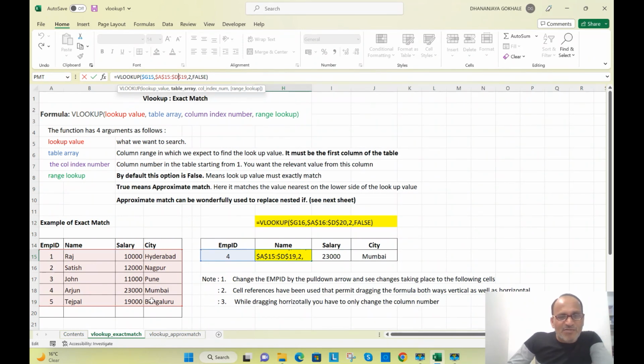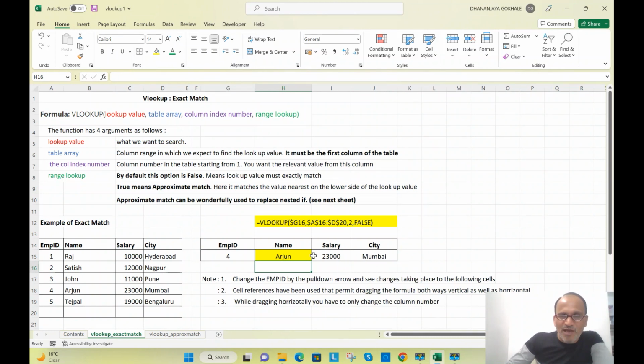And where is our answer? What is the answer we are looking at? We are looking at name. So name happens to be column number 2, counting column 1 and then column 2. So we write 2 over here. And the last one, we want exact match, so we write false. So this is how we have the formula. And here is the name. What name have we got? Employee ID is 4 and his name is found to be Arjun.